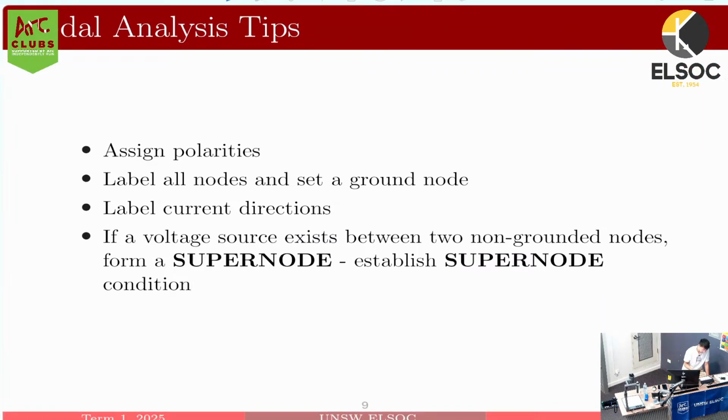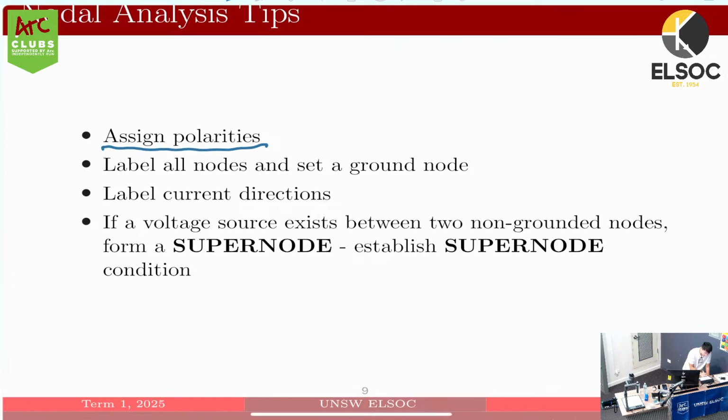So let's just cover these tips. These are just some important tips for nodal analysis. Make sure to always assign your polarities. It doesn't matter if they're the wrong way around, we'll just get a negative answer. And we have to label all our nodes and set a ground node. If we know the node, we can just set it to the value of the source or whatever. If we don't know the node, we can just set it to be V1, V2, etc.